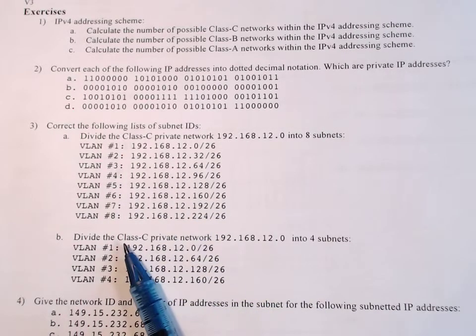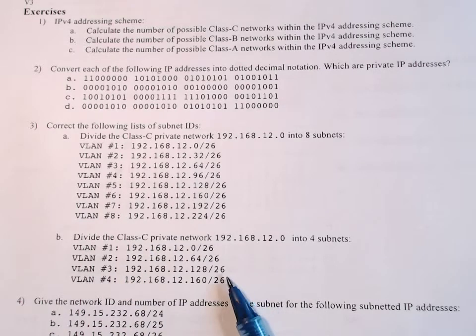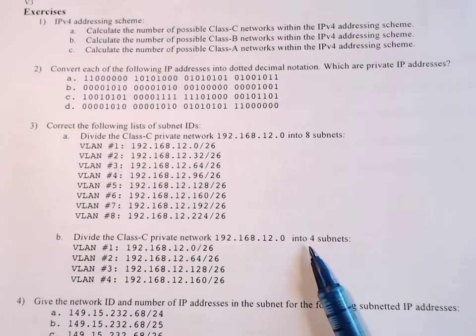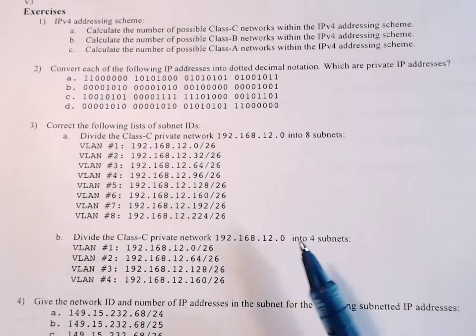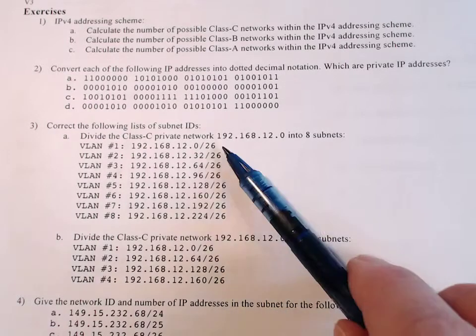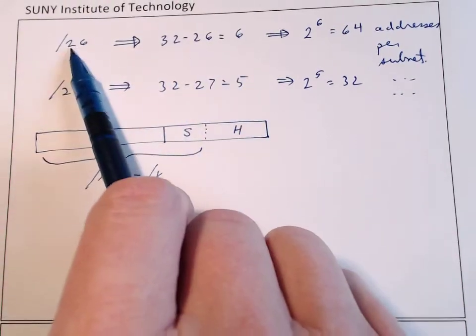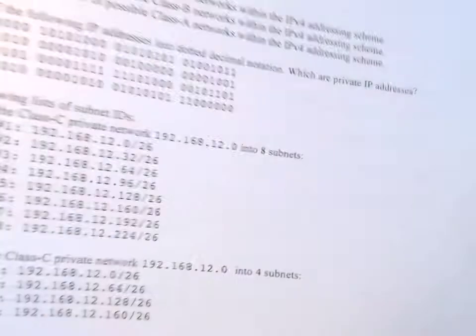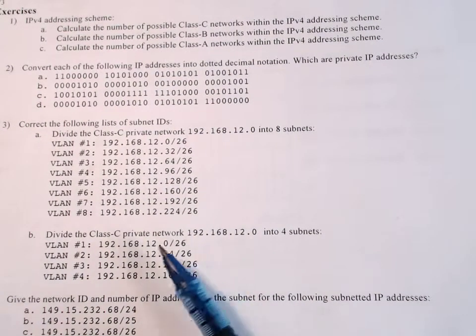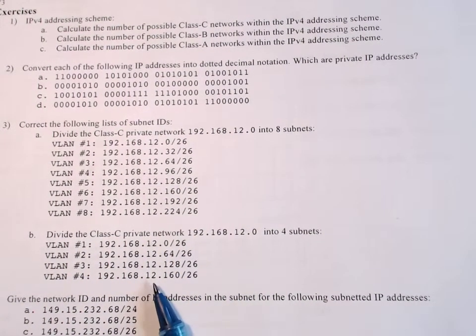Here in part B, we have a Class C network, which has 256 addresses. We're dividing it into 4 subnets. 4 times 64 is 256. So we should have 64 per subnet. And a /26 is correct for 64 per subnet, as we calculated here. /26 gives us 64. And so we should be incrementing by 64 here.